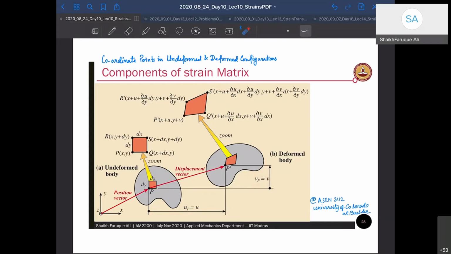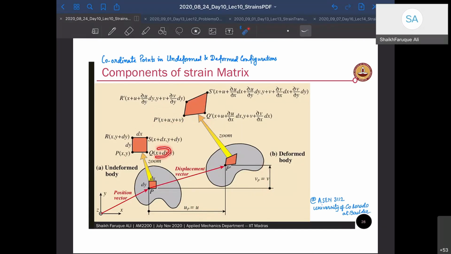Okay. So the P dash point is given by movement along X is U, movement along Y is V. So the coordinate of P dash is going to be X plus U, comma Y plus V, right? Because P was XY. So its P dash is going to be X plus U and Y plus V. Clear?